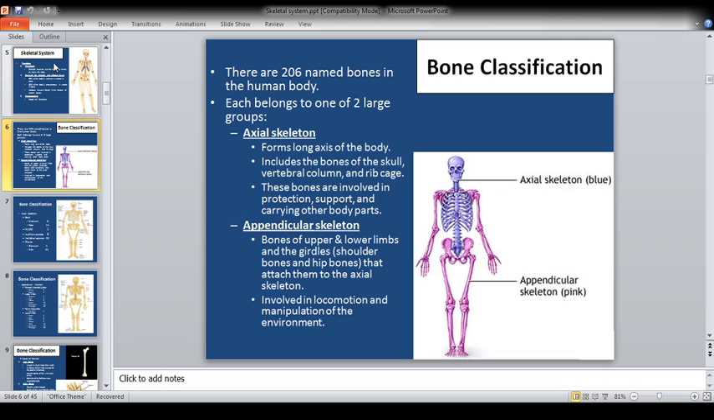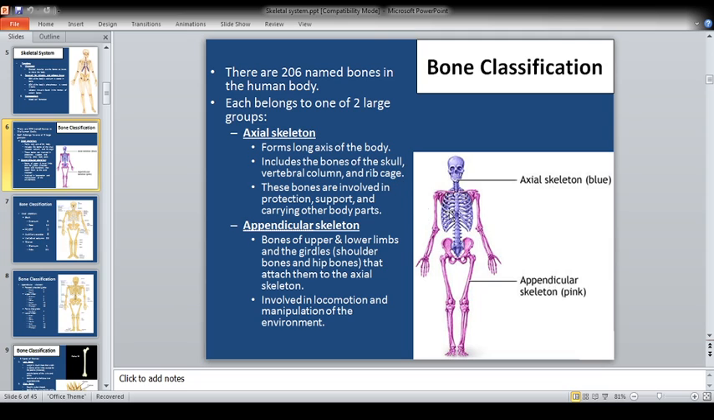Axial skeleton forms the long axis of the body, this one in the bluish color. It includes the bones of the skull, the vertebral column, and the rib cage. These bones are involved in protection, support, and carrying other body parts. So this is the axis along which all of the appendages are attached.